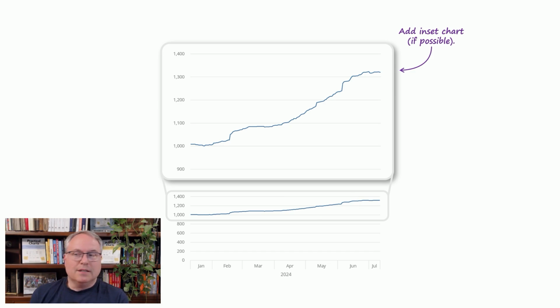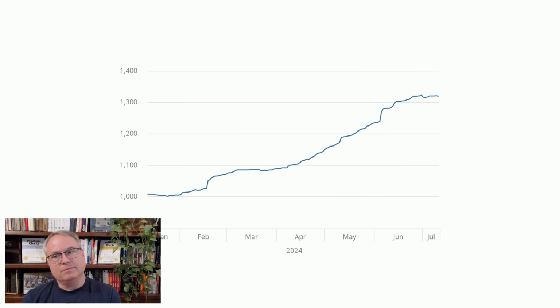Now, depending on the software you're using, depending on the application, this may or may not be doable. But even if we go back to the stage just before we tried the inset chart, I still think that we're in a lot better shape compared to the original chart.